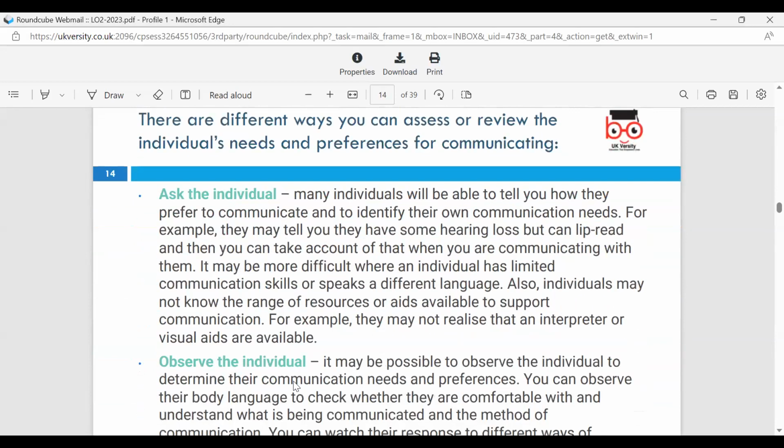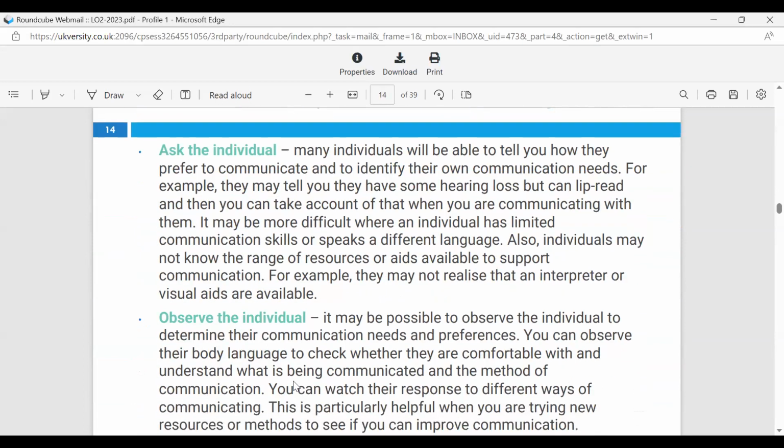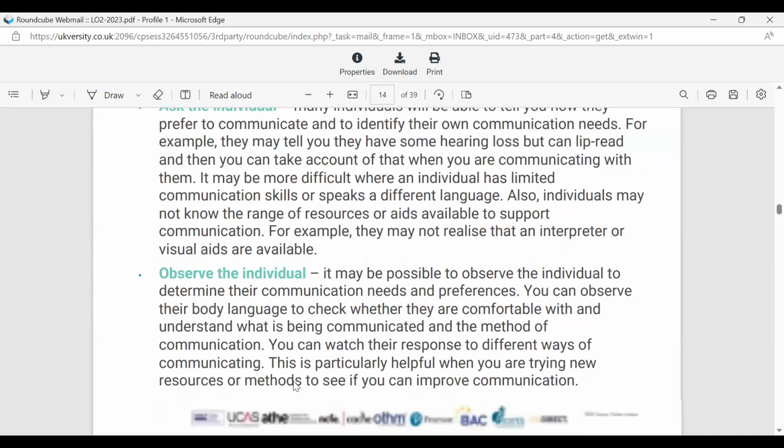There are different ways you can assess or review individuals' needs and preferences for communicating. You ask the individual. Many individuals will be able to tell you how they prefer to communicate and to identify their own communication needs. For example, they may tell you they have some hearing loss, but can lip read, and then you can take account of that when you are communicating with them. It may be more difficult where an individual has limited communication skills or speaks a different language. Also, individuals may not know the range of resources or aids available to support communication. For example, they may not realize that an interpreter or visual aids are available to them.